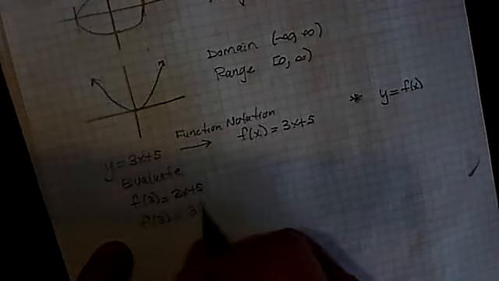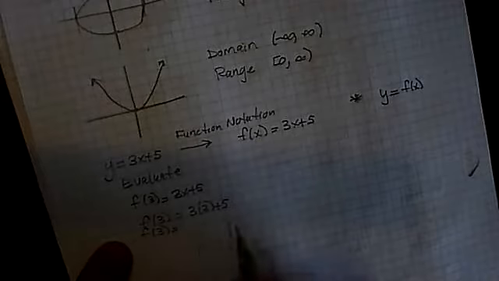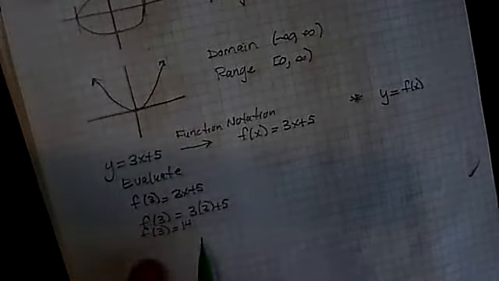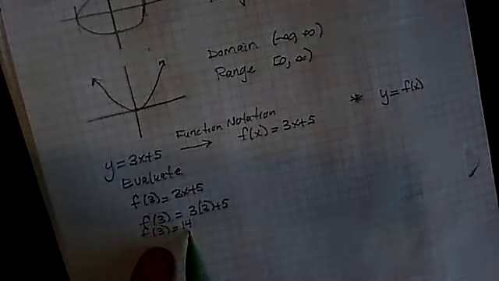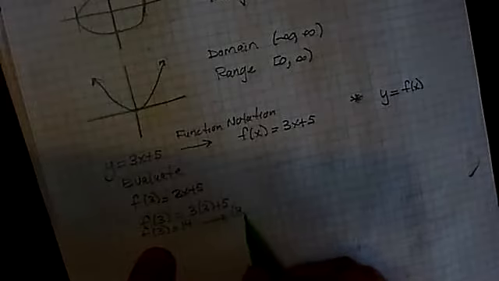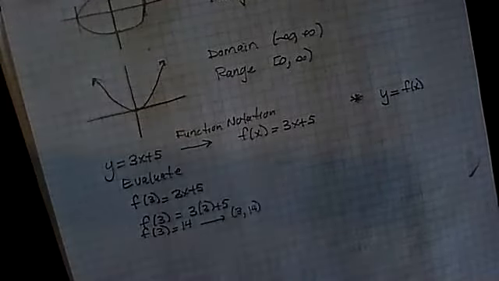Put a 3 in right here, and then let's see what we get. So if we put a 3 in right here, we have 9 plus 5 is 14. So f of 3 is 14. And what that really means is when I put a 3 in for x, my y value is 14. It's an ordered pair. That's really all it is.